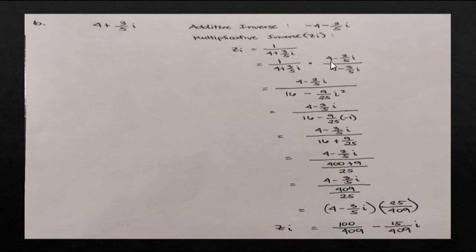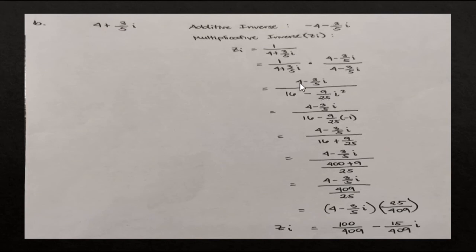So 1 times 4 minus 3/5 i is 4 minus 3/5 i. Then we multiply this one, since 4 times 4 is 16. The middle terms will cancel since they become 0. So what remains is the square of the second term. So minus 9 over 25 i squared, because 3 times 3 is 9, 5 times 5 is 25, then i squared.